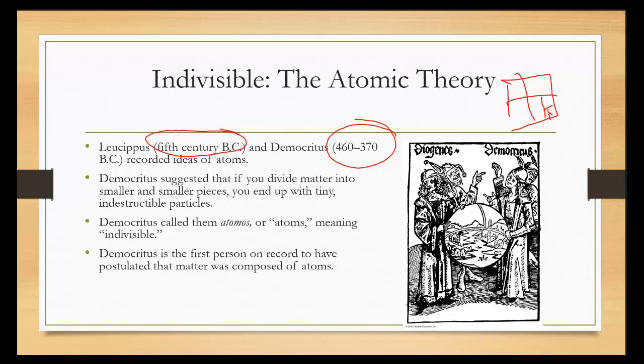Democritus called this atomos, or atoms. That's where we get that word from, atom, meaning indivisible. You cannot divide it. Democritus is the first person on record to have postulated that matter was composed of atoms.